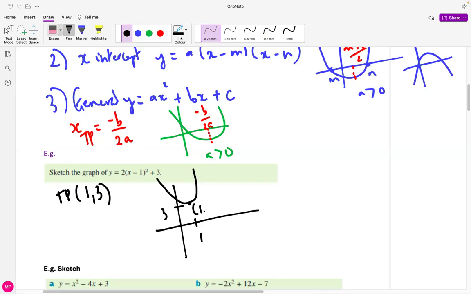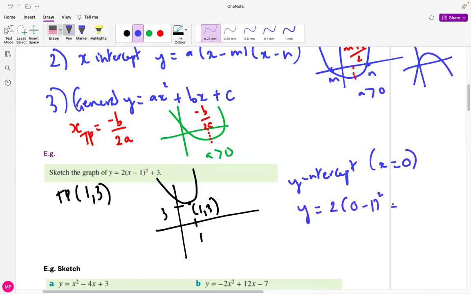Okay, so what we've got to do is just find the y-intercept, and to find the y-intercept, we let x equal 0. So we have y equal 2 times 0 minus 1 squared plus 3. 0 minus 1 is negative 1, squared is just 1, times 2 is 2, plus 3, y equal 5. So we're going to label the y-intercept here as 0, 5.